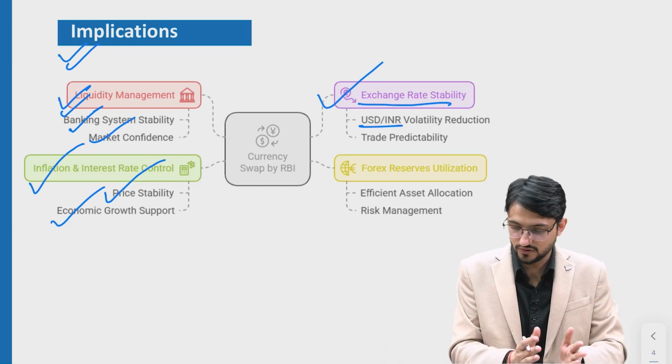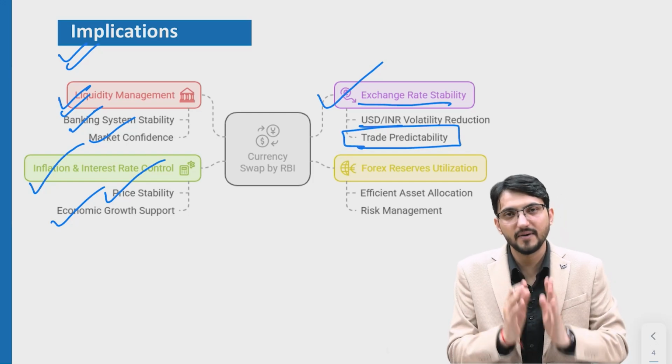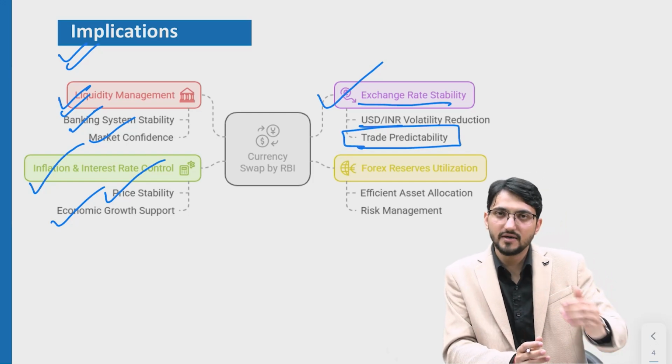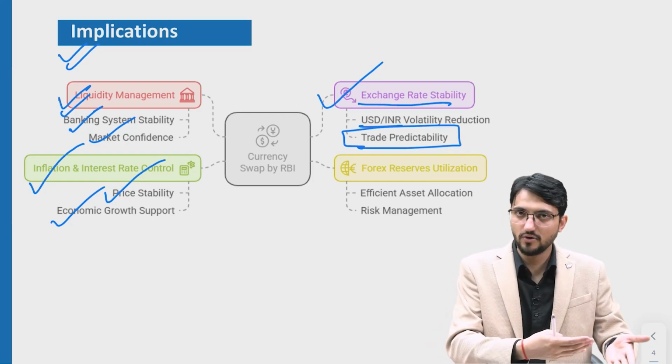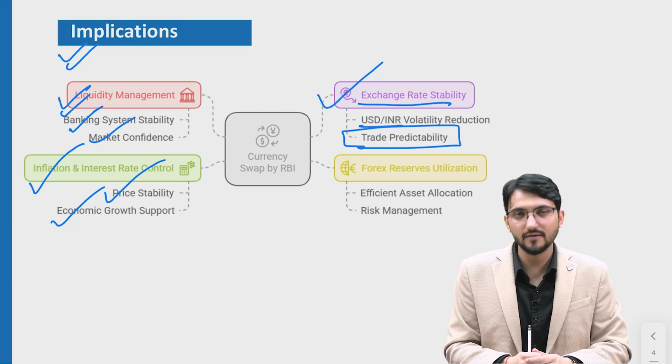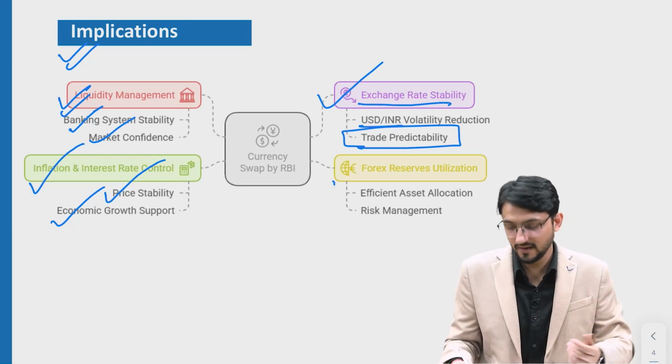volatility is controlled, and then we can have better trade predictability, meaning that somebody who is importing or exporting might need dollars on a day-to-day basis. They can have dollars, and the unpredictability can be curtailed.